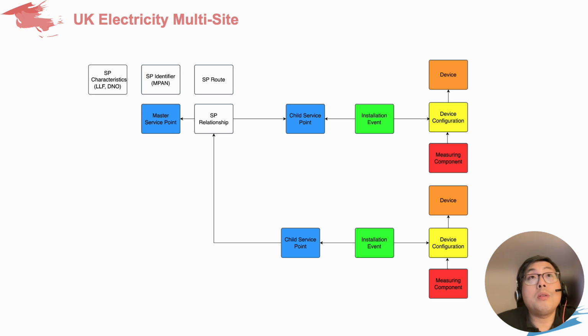So what we normally do is we have a master and a child service point, and they are linked by the service point relationship table. And for each of the service points, we'll have installation events and device configuration components.